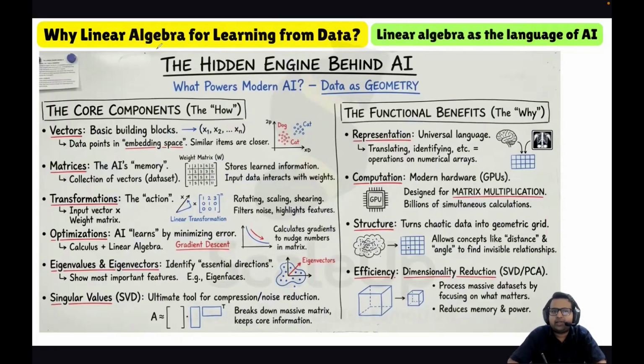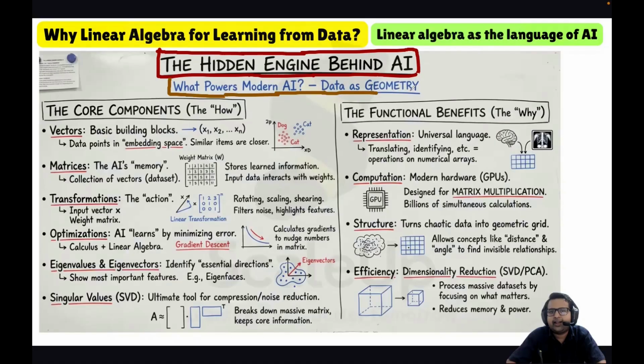So linear algebra is the hidden engine behind AI. If we look at what powers modern AI, it is data as geometry. In the world of AI, data isn't treated as text or images. It is treated as geometry.